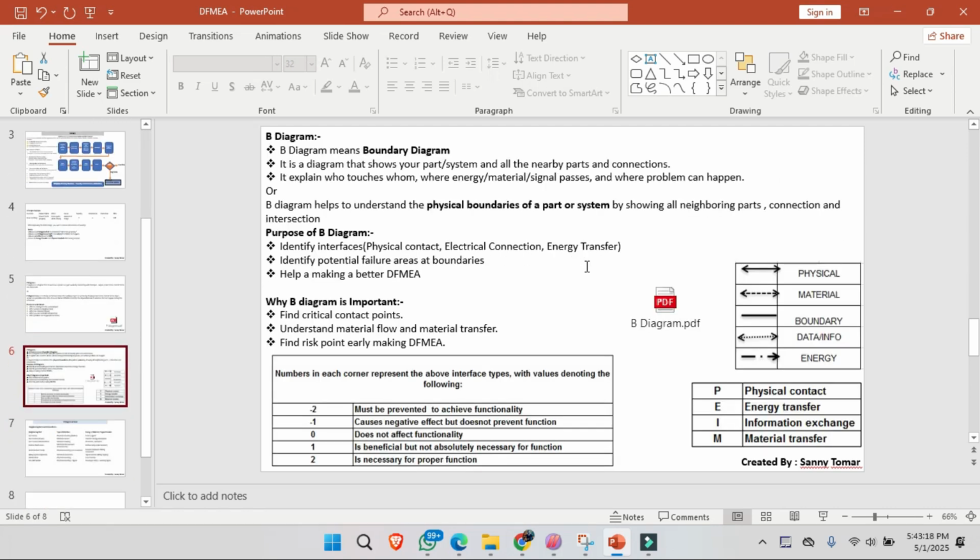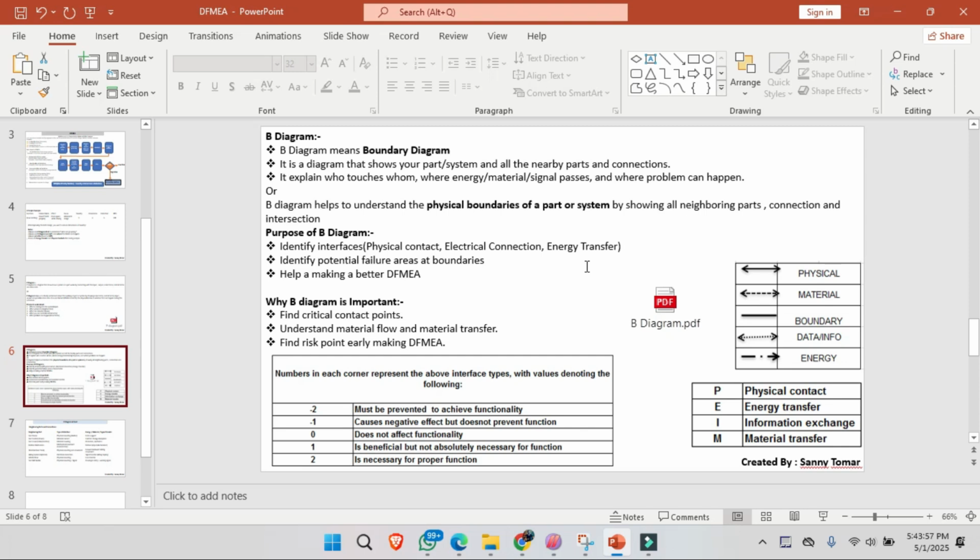And then move on to the sixth slide. The sixth slide is for the B diagram. B diagram means boundary diagram. It is a diagram that shows your part and all the nearby systems and connections. It explains who touches whom, meaning which parts touch your part, where energy transfers, where materials transfer, where signals pass, and where problems can happen in your part. So all the inputs we will see with the help of the B diagram.